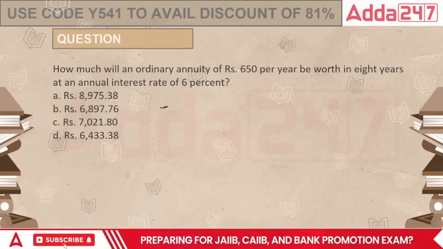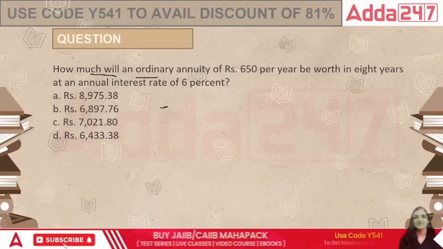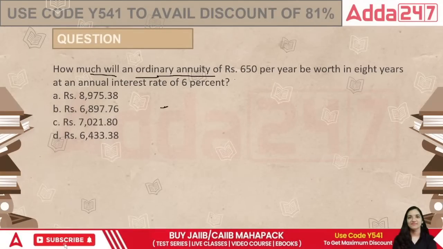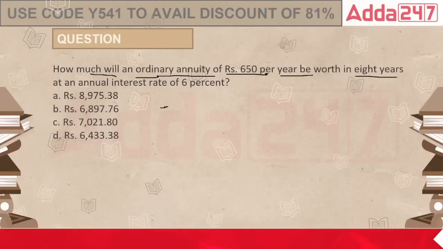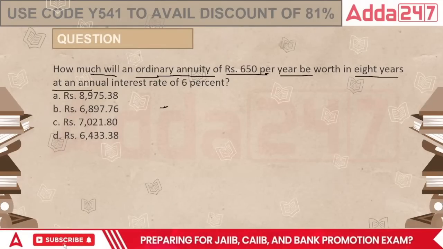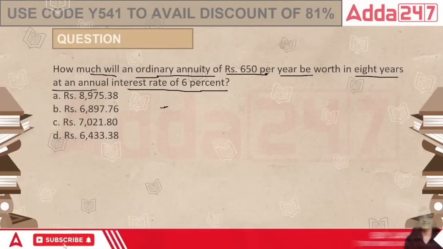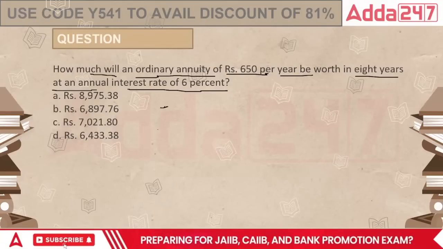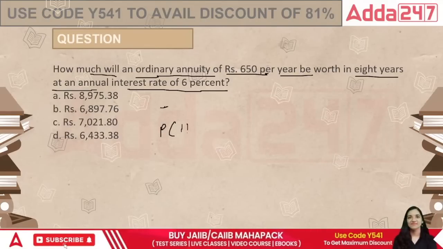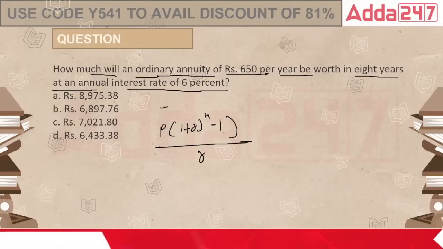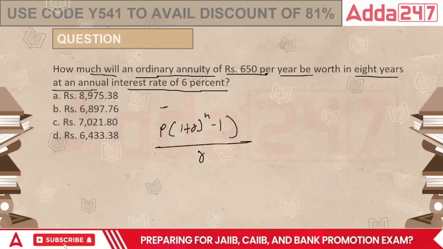Okay, here comes the next question, everyone. How much will an ordinary annuity of 650 per year be worth in 8 years at an annual interest rate of 6%? Ordinary annuity means annuity at the end of the year. It was P times (1 plus R) raised to power n minus 1, upon R. This is the formula. So go ahead and try this. Take a moment, everyone.